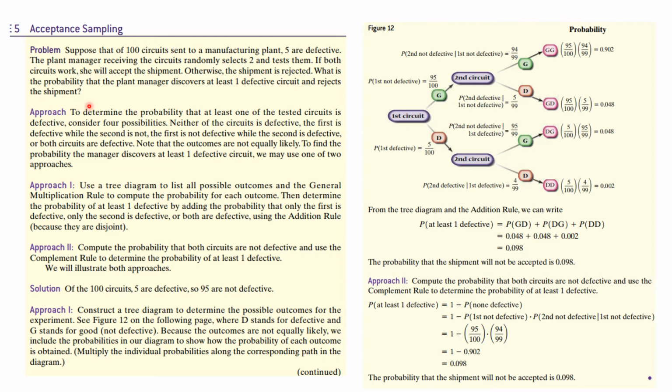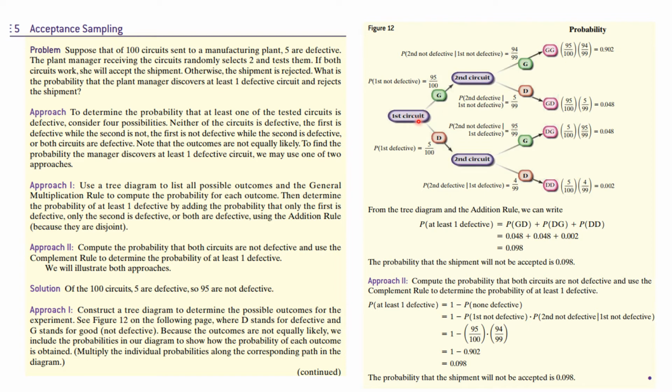Okay, now we're going to use 2 approaches. The first approach is to draw a tree diagram. So the first circuit is either not defective or it is defective with these probabilities. The second circuit really depends on the first circuit because you don't throw it back in, you select a second circuit. So the probability that the second circuit is not defective, given that the first one was not defective, is 94 over 99. And so you multiply those two and you get 0.902.